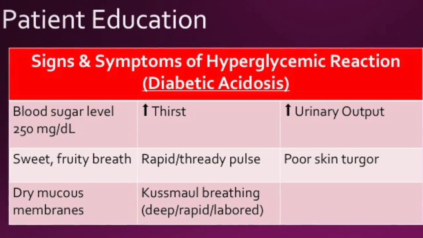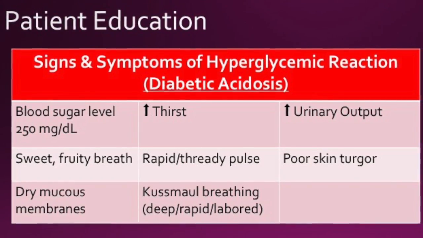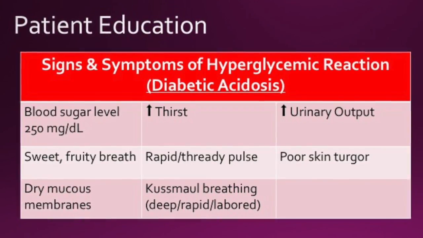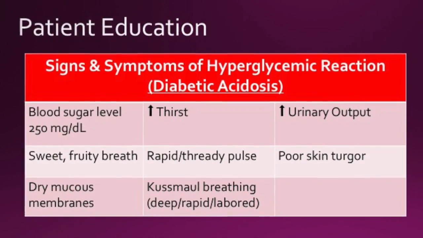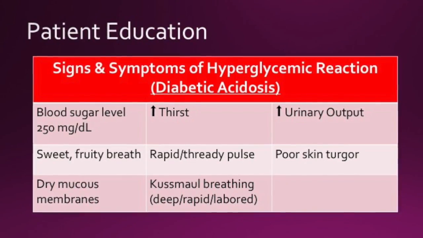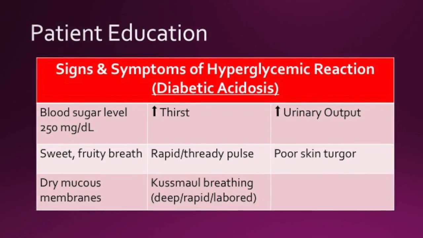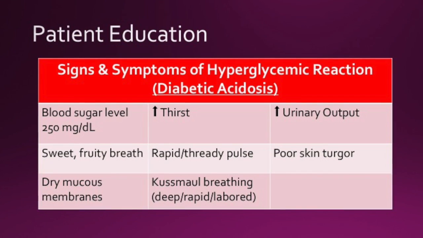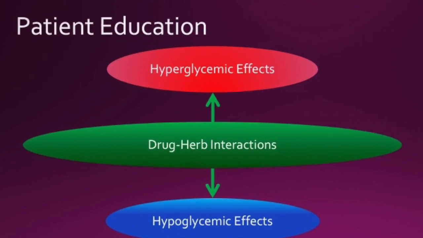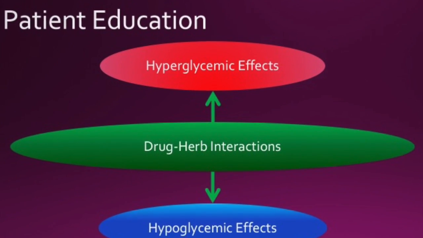Signs and symptoms of hyperglycemic reactions: diabetic acidosis, blood sugar level 250 or higher, increased thirst, increased urinary output, sweet fruity breath, rapid thready pulse, poor skin turgor, dry mucous membranes, and small breathing. Drug-herb interactions will show hyperglycemic effects and hypoglycemic effects.